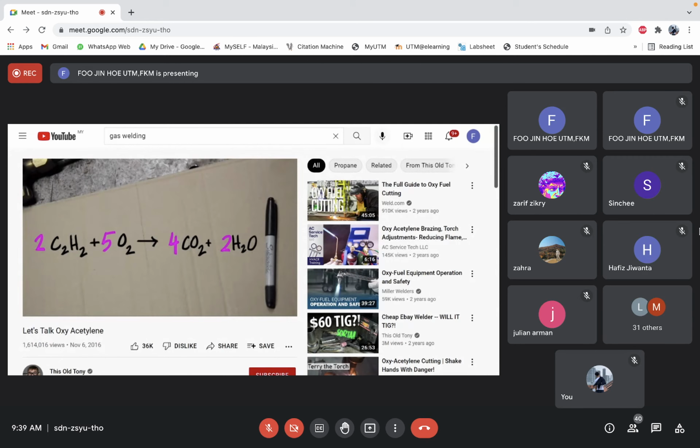Now, if you're wondering why I went through all of this, I can't blame you. But take a look at what happened. In order to get complete combustion of the acetylene and the oxygen, for every 2 parts of acetylene, we need 5 parts of oxygen to completely burn it.